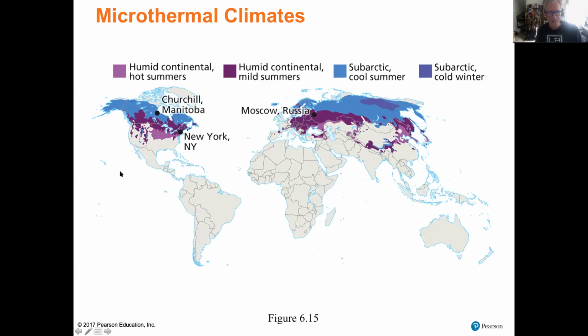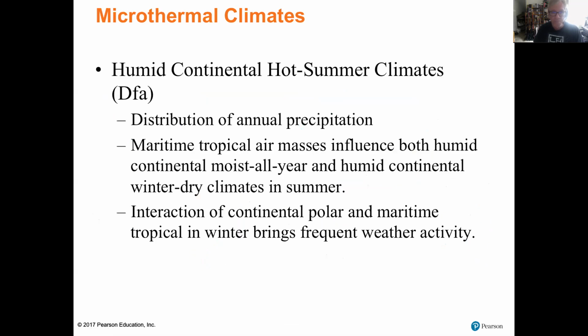So notice again, the equator's down here, so we've moved up much further in latitude. And so again, with the curvature of the Earth, less insolation, more variable day length, and colder temperatures. So you have your DFAs. Again, you still get influenced by the maritime tropicals here, and so you're going to get moist all year and dry summers. That's continental moist all year and humid continental winter dry climates in the summer.